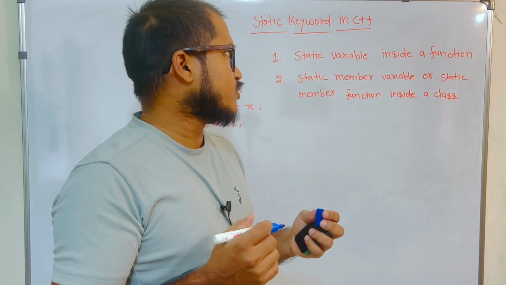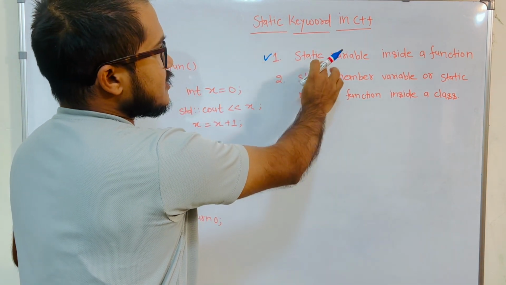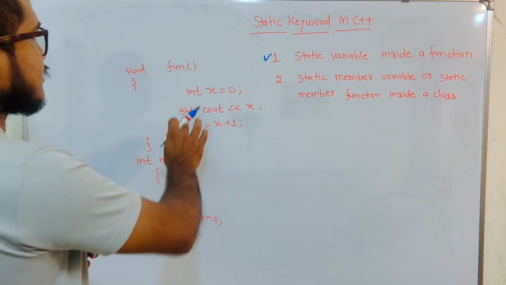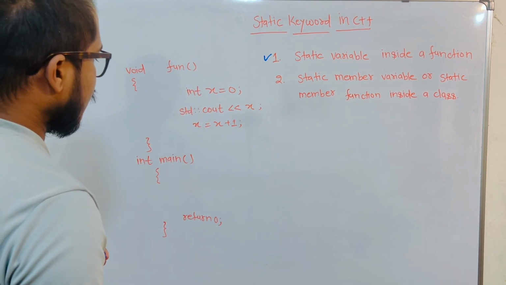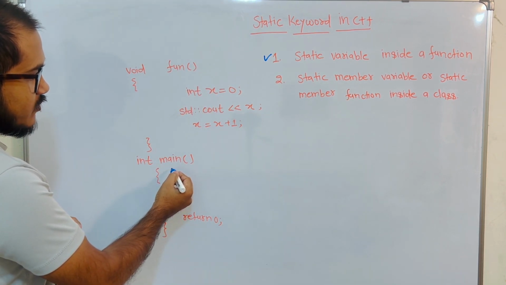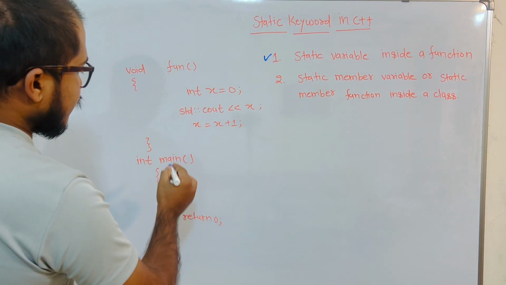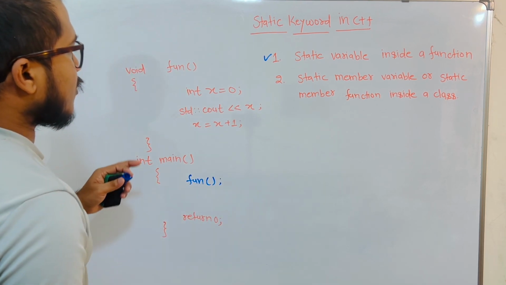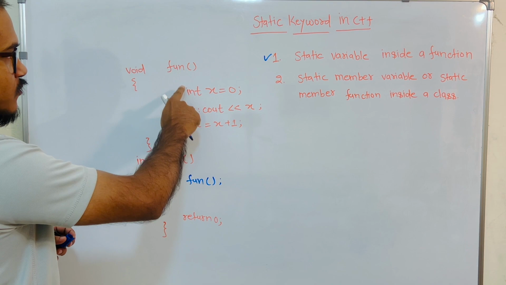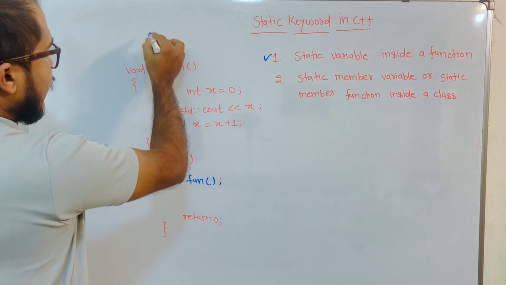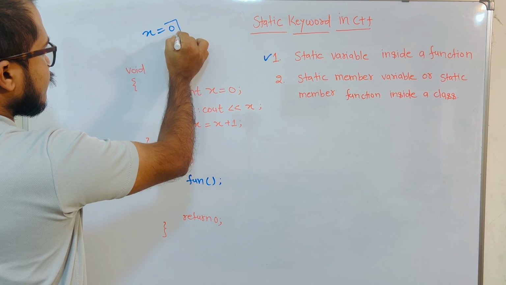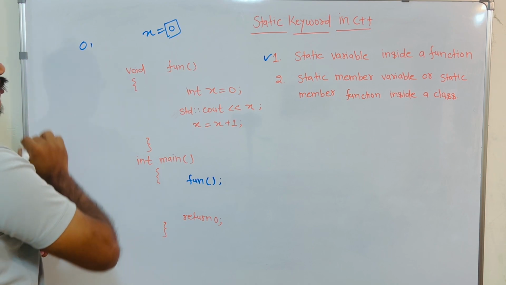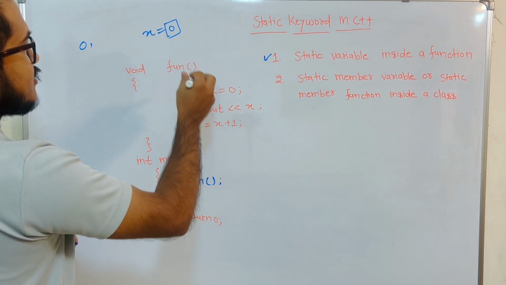So first let's try to understand the first point, that is, a static variable inside a function. Let's say this is my normal function fun, and I am calling this function from main. Let's say first I call this function fun. So I will get some output, and what will be the output? Here x is equal to 0, and I will print the value of x, which will come out to be 0, and then I will increase the value by 1.